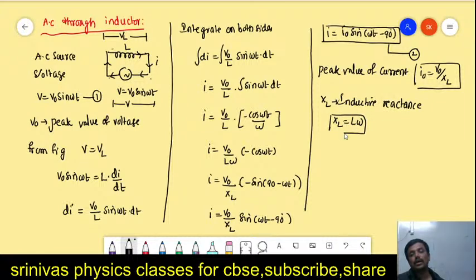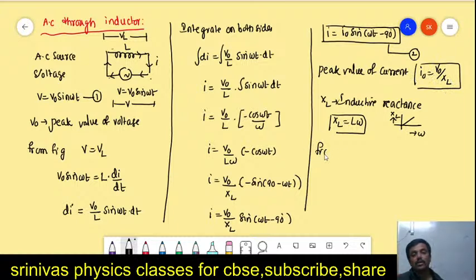Inductive reactance means the resistance of the inductor for the flow of AC. If we draw the graph between XL and omega, taking XL on the y-axis and omega on the x-axis, you will get a graph like this. This is the inductive reactance, the resistance offered by the inductor for the flow of AC. The peak value of voltage divided by this resistance gives the current, right?